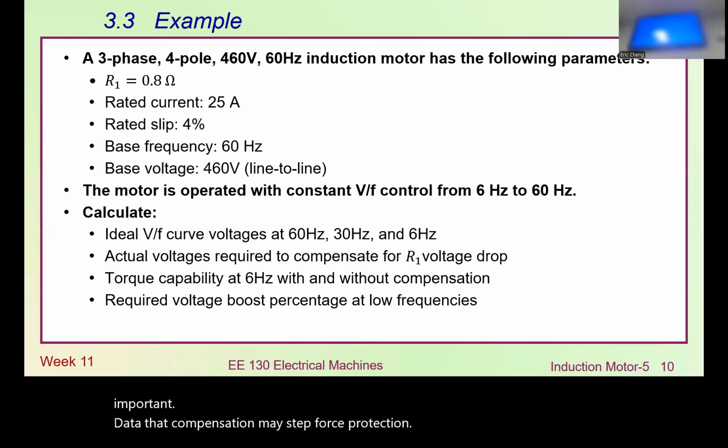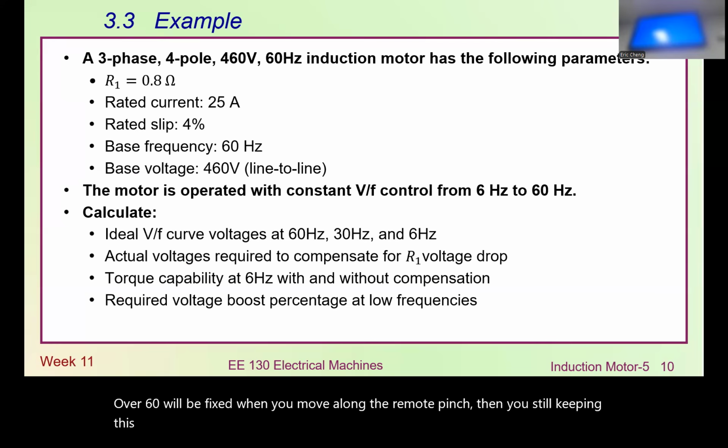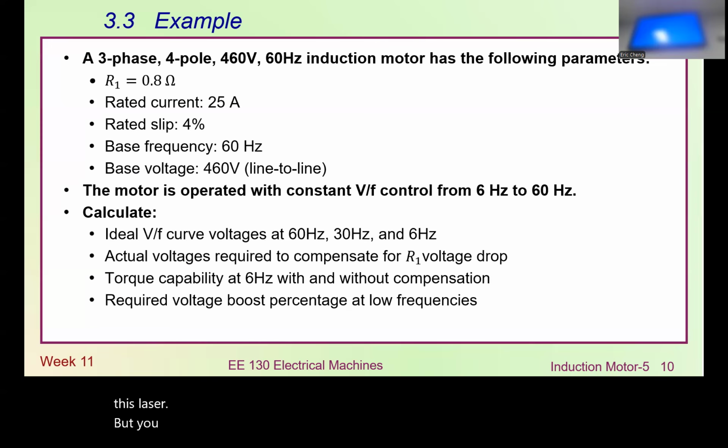To do this one, I think we need to calculate the boost voltage amount. But how to calculate the boost voltage amount? We know that V over F is constant. So for 60 V over 60 Hz it will be fixed. When we move along the voltage, we still keep this ratio. But this ratio has some kind of issue, because the 6 Hz voltage is not the V1 voltage. The E1 voltage is more the internal voltage. So that's a consideration. We need to think about this question.